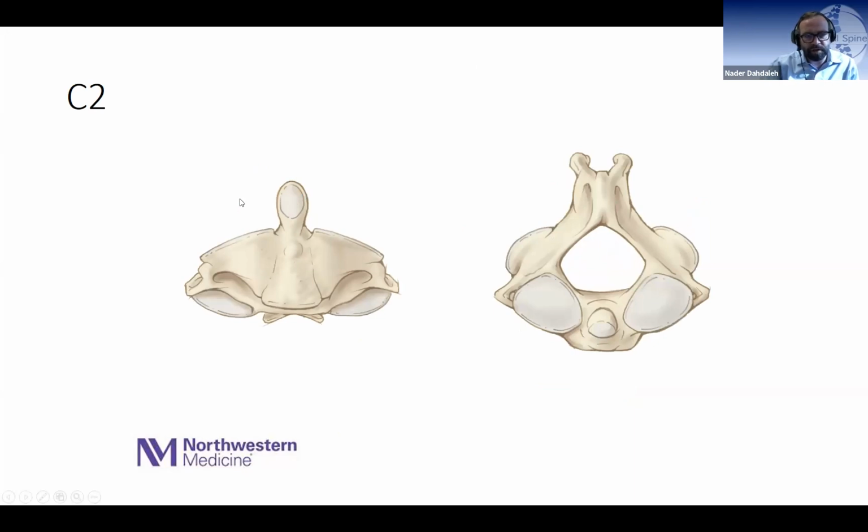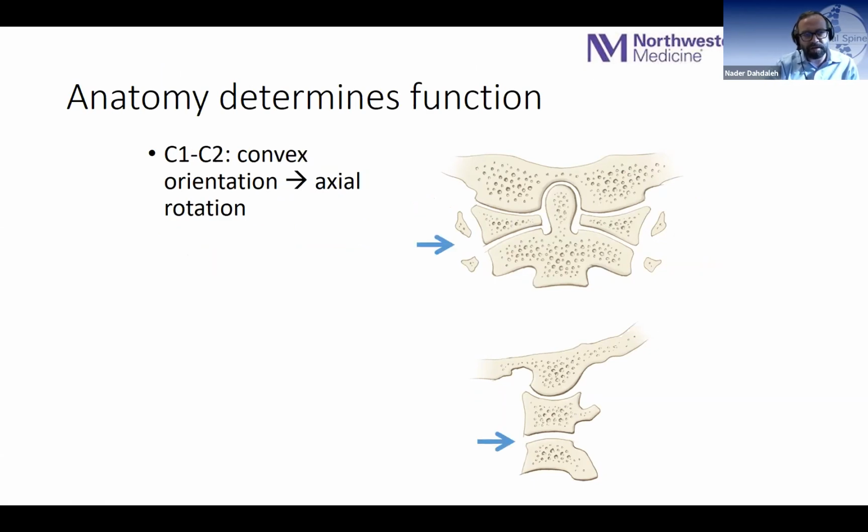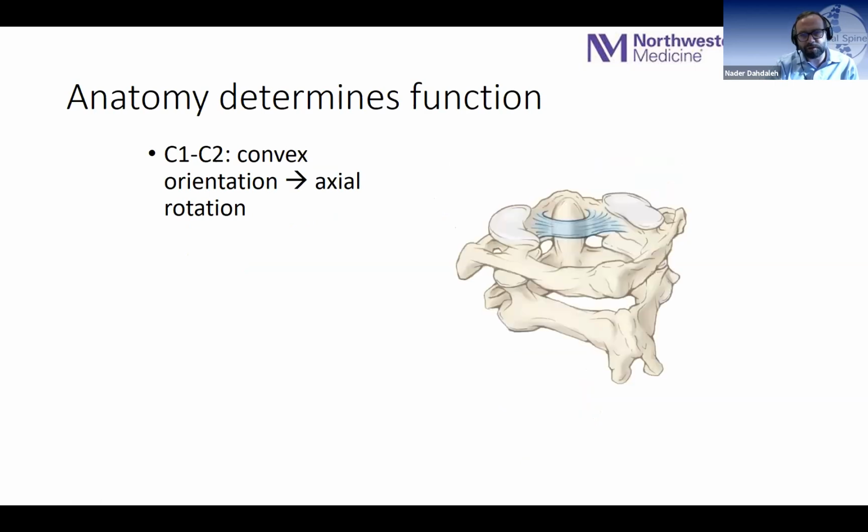We're not going to go into the details, but we need to remember that there's a synovial joint here, anterior to the dens, articulating with the posterior C1 arch. If this joint gets inflamed, it can lead to ligamentous laxity, then C1-C2 subluxation, then pannus formation, and sometimes cranial settling. The OC1 joint is cup-like in the coronal and sagittal plane, allowing flexion and extension, while the C1-C2 joint is convex in orientation, allowing axial rotation about the axis, limited by the transverse atlantal ligament posteriorly.